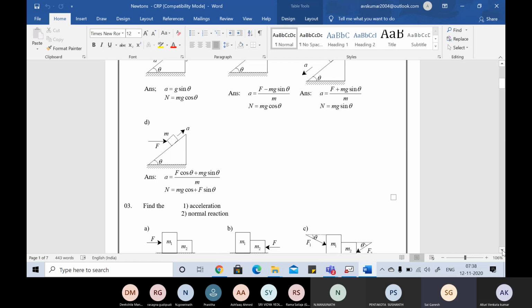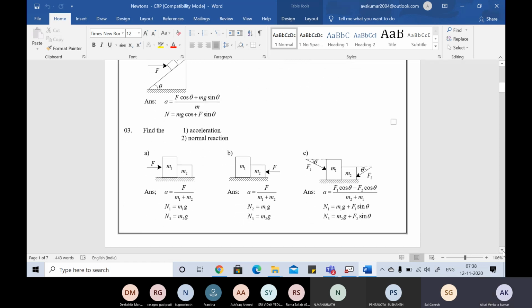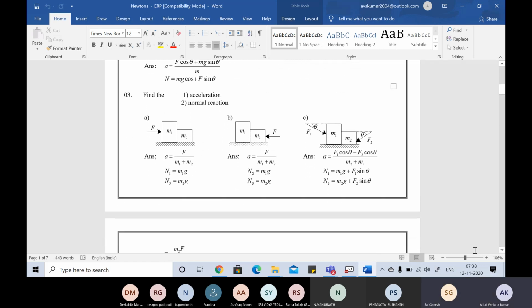Sir, the third one, C part. Find the acceleration. Sir, is F1 greater or F2? Assume F1. Which direction? Suppose you take the right side direction, it is moving to the right side, then F1 cos theta will be more. If it is moving left side, then F2 cos theta will be more.